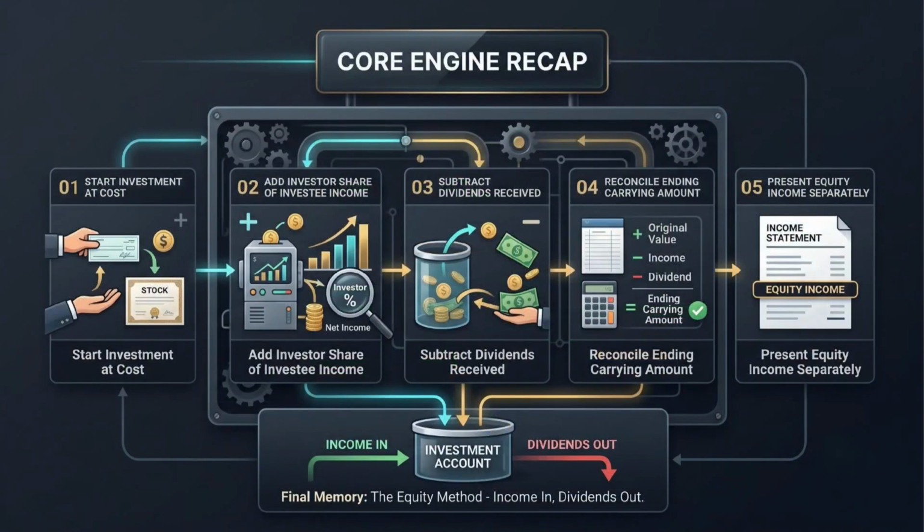Before moving into advanced adjustments, make sure the core engine is clear. Start the investment at cost, add the investor's share of investee income, subtract dividends received, reconcile the ending carrying amount, present equity income separately. That is the basic model. Even when later topics add basis differences, intra entity profit eliminations, losses, and impairment, this core engine remains underneath. The equity method follows investee economics through the investment account. Income in, dividends out. Simple phrase, powerful memory hook.